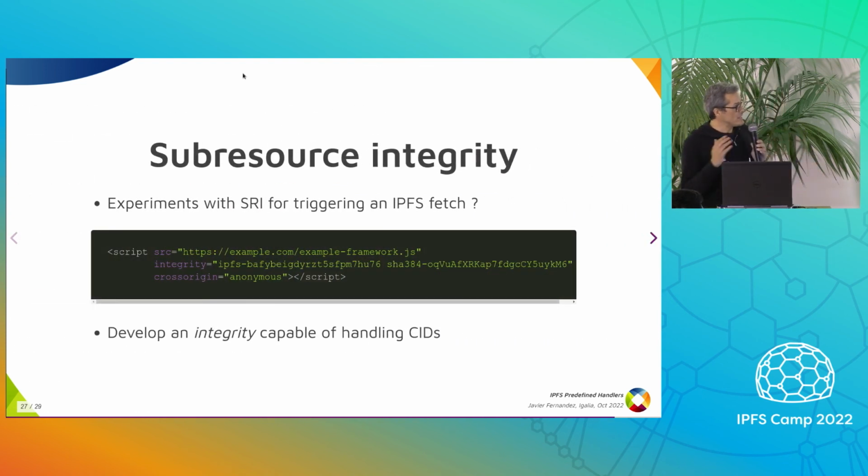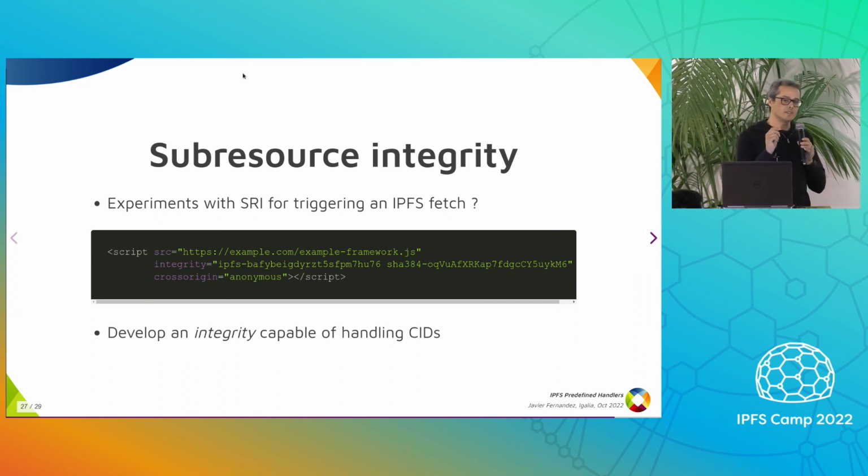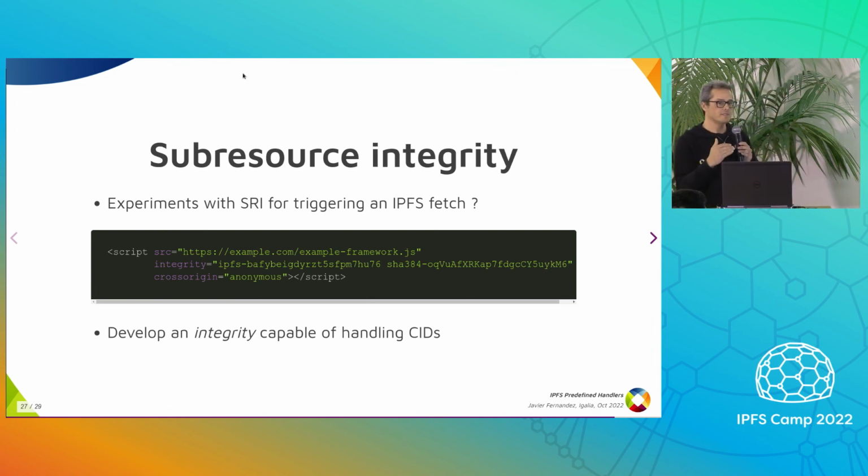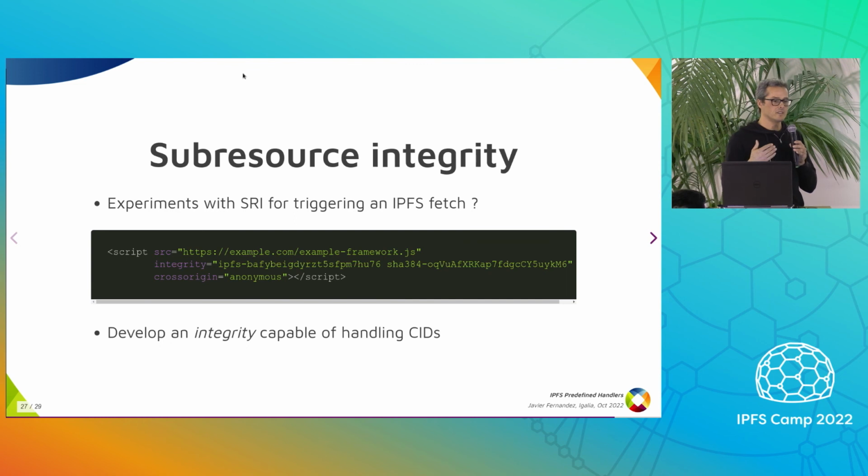And this is another idea that we are exploring. The IPFS protocol handler allows us to access the IPFS network, but only in top-level navigation when you click links. But what happens with the other resources that a web page has? For instance, what about style sheets? What about scripts? What about the other things that a site can have? Ideally, all those resources should be retrieved using IPFS. So register protocol handler, so far, in HTML is not enough.